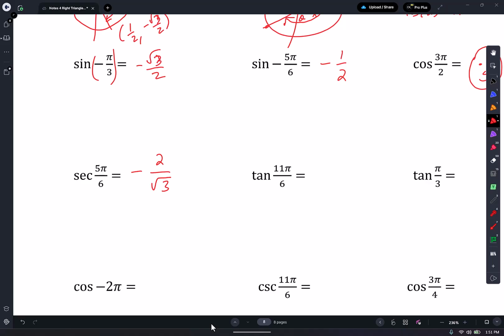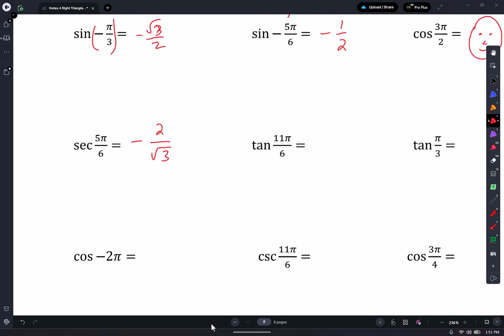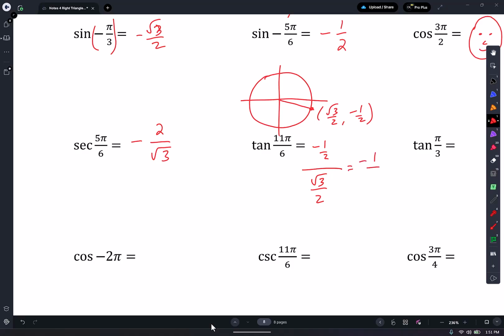Okay. Tangent of 11 pi over 6. Let me do the unit circle for you guys on this one. 11 pi over 6 is right here, really close to 2 pi. That coordinate is square root of 3 over 2, comma, negative 1/2. So tan is y divided by x. Negative 1/2 divided by square root of 3 over 2. The 2's cancel out, and you just get negative 1 over square root of 3. You can rationalize it if you want, but that's okay right there. Are we okay so far, guys?